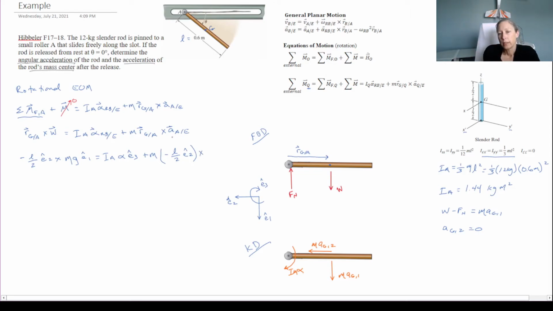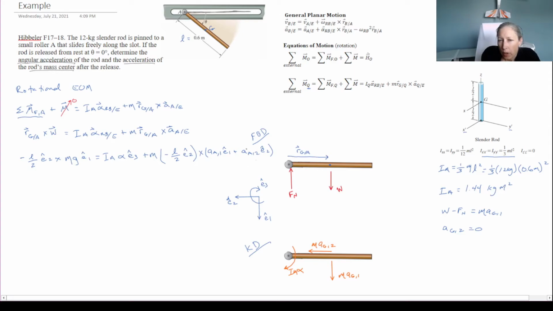Now, this acceleration of A with respect to E term, here's what I'm going to do with that. I'm going to expand it. So I'm going to write it as the acceleration of A in the E1 direction, E1, plus the acceleration of A in the E2 direction, E2. And I'm doing this because that's going to make it much easier for me to take that cross product. Okay, so I'm just going to expand that.